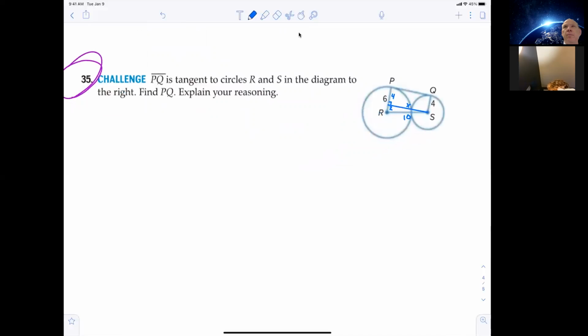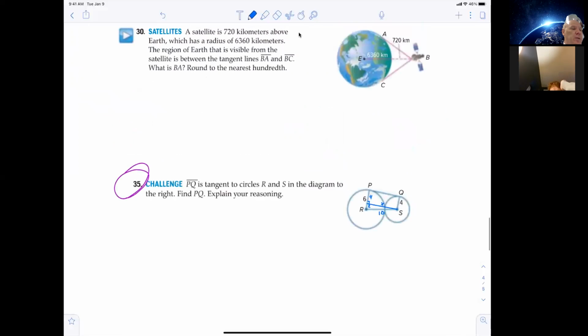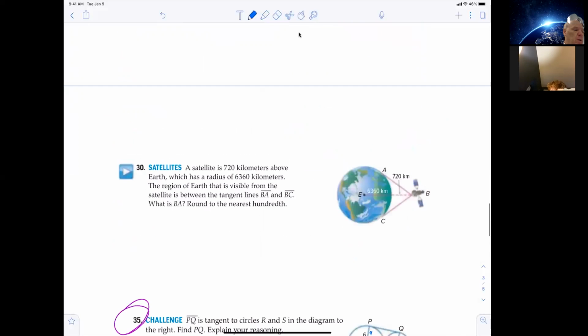Everybody okay with that now? Wow, that was very, very good. All right. So draw that in if you did not. Draw that in. Nothing else.